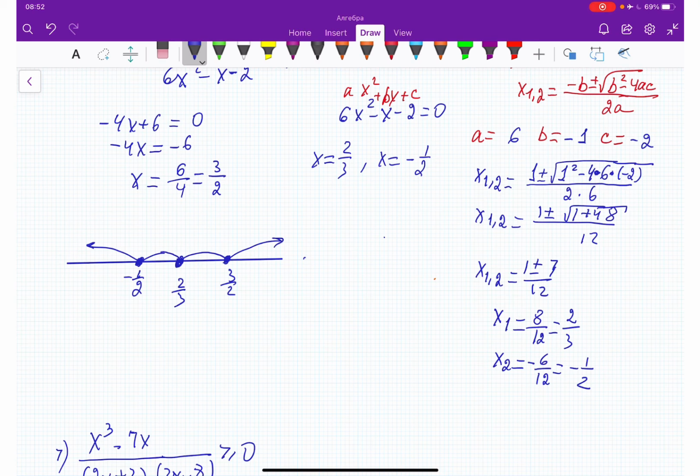Okay. So less than -1/2, I'm taking -1. Between -1/2 and 2/3, I am definitely taking 0. Between 2/3 and 3/2, I'm taking 1. And greater than 3/2, taking 2. Okay.